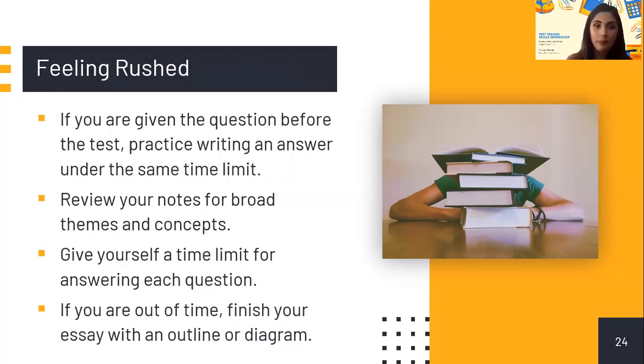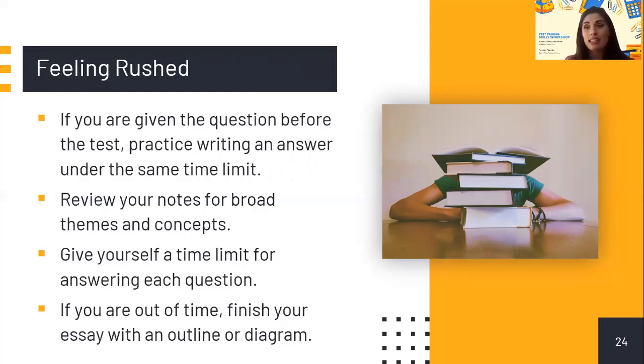Also, give yourself a time limit for answering each question. Ask yourself when you get the test, am I being asked to just answer one essay and I have 60 minutes to do that? Or do I have 3 essays that I have to go through and I also have 60 minutes?